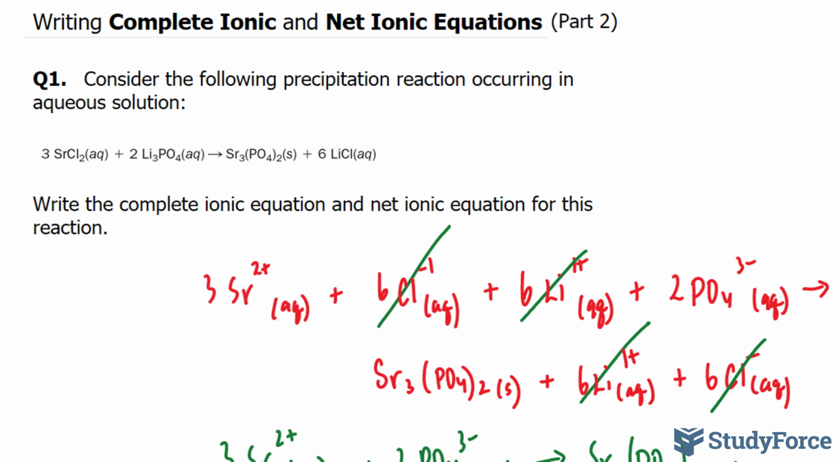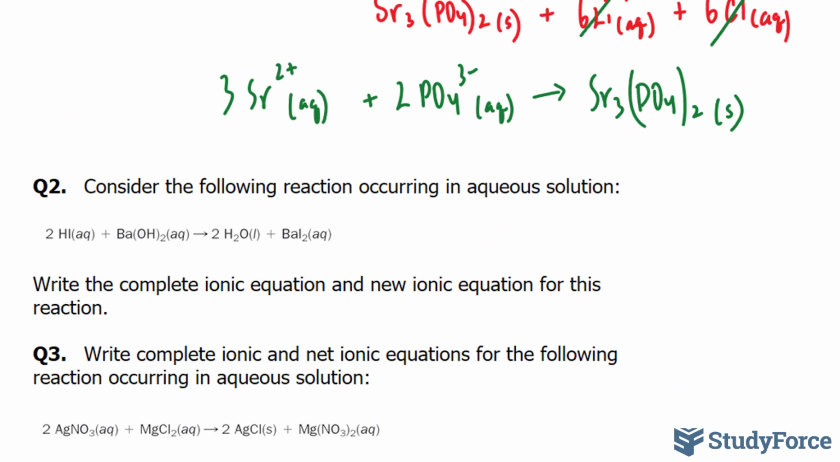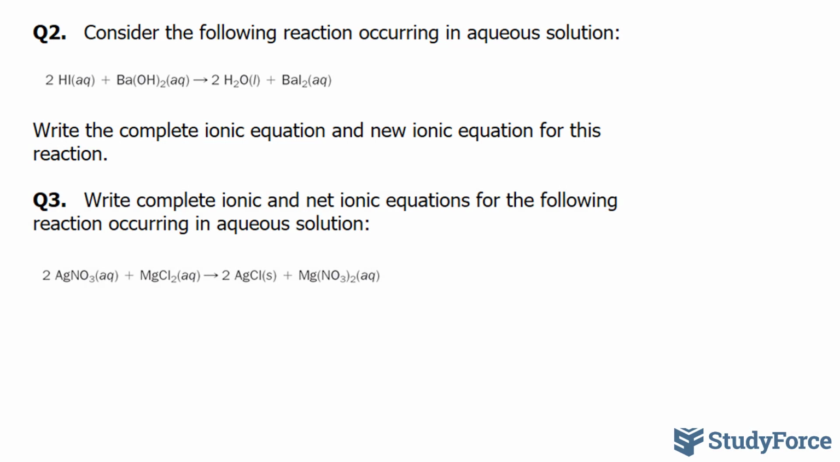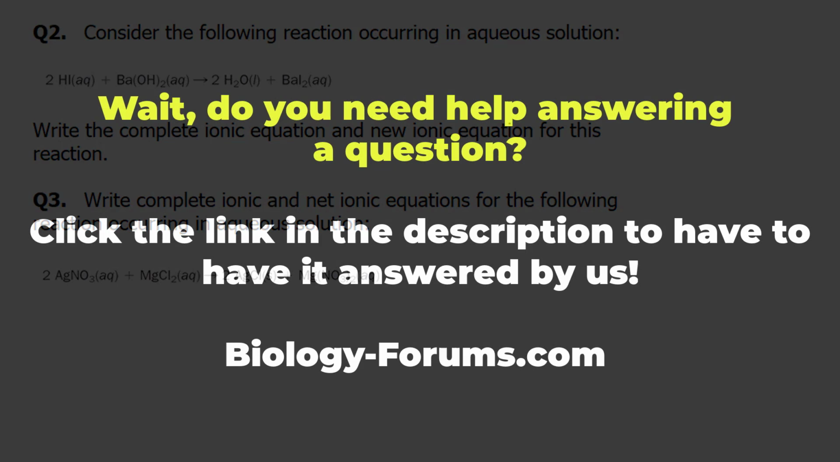In part 2 of our series where we write complete ionic and net ionic equations, we left off with question 2. Question 2 reads, consider the following reaction occurring in aqueous solution. Write the complete ionic equation and net ionic equation for this reaction. What we have to do is look at each individual compound and break it down into its ions, except for compounds that are either liquid or precipitates.